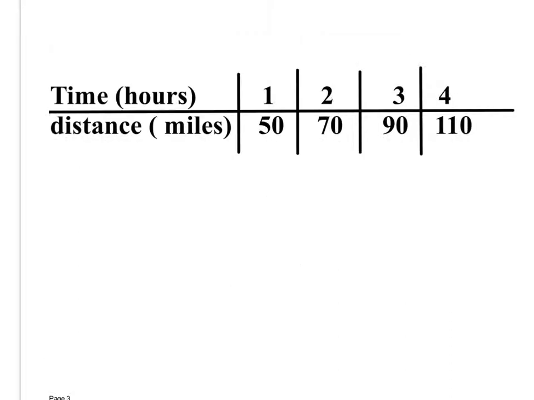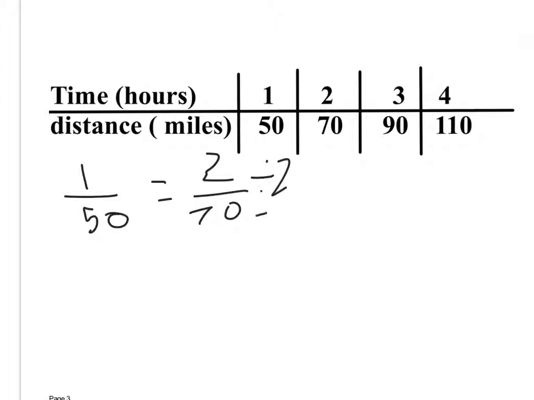So I need to figure out, is the distance proportional to time? Meaning for every hour I go 50 miles. Because I can't reduce this fraction at all, this ratio, this is my base. This is what I compare everything else to. So let's see if 270 is proportional to 1/50. If I reduce both of these by 2, I get 1/35.